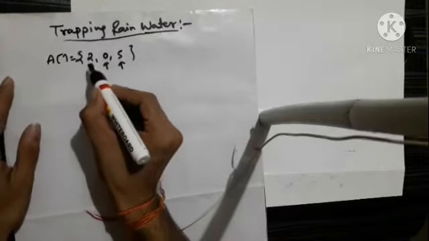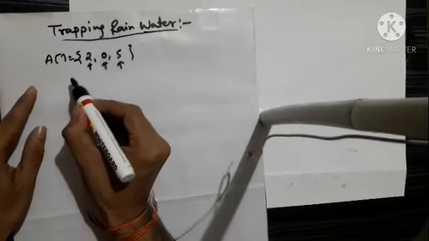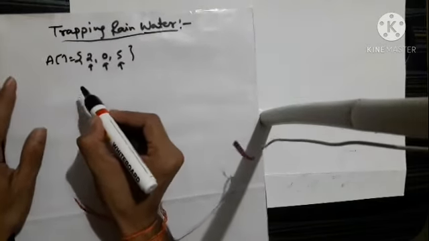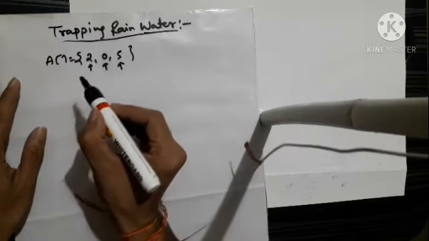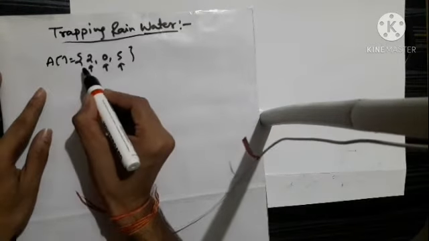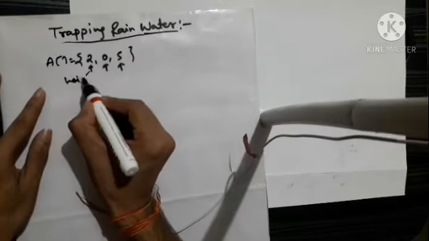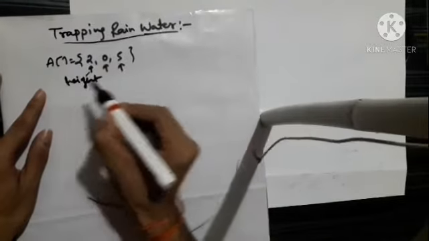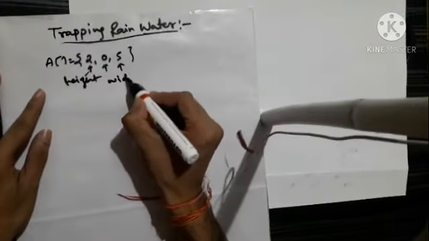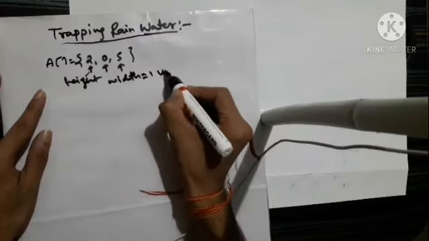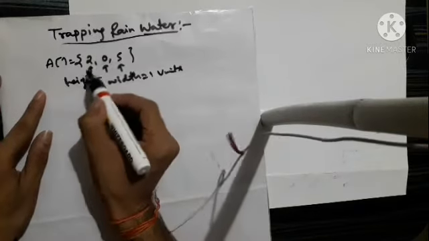The array gives you the height of the buildings, and the width of each building is 1 unit. So basically these are nothing but the heights of the buildings, and what is the width of these buildings? That is 1 unit. It is given in the problem. Okay, so what does it indicate?